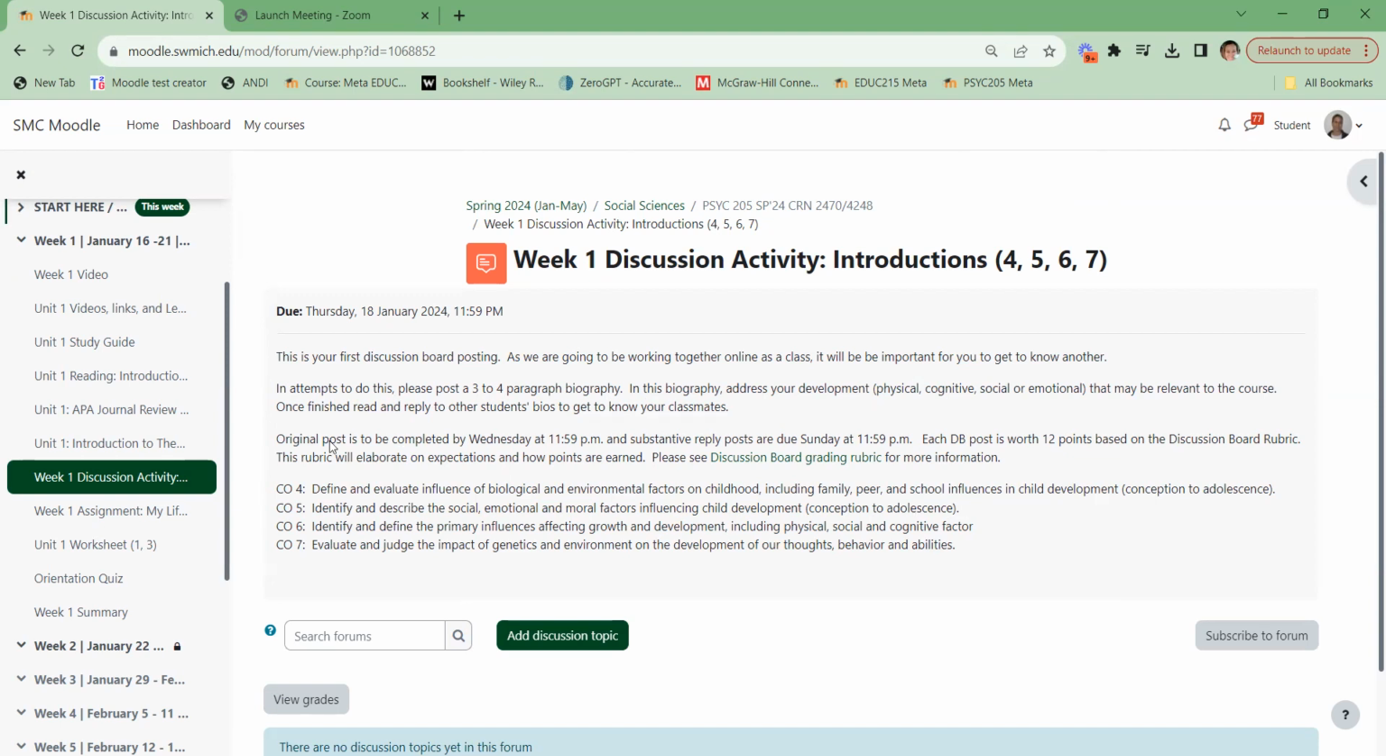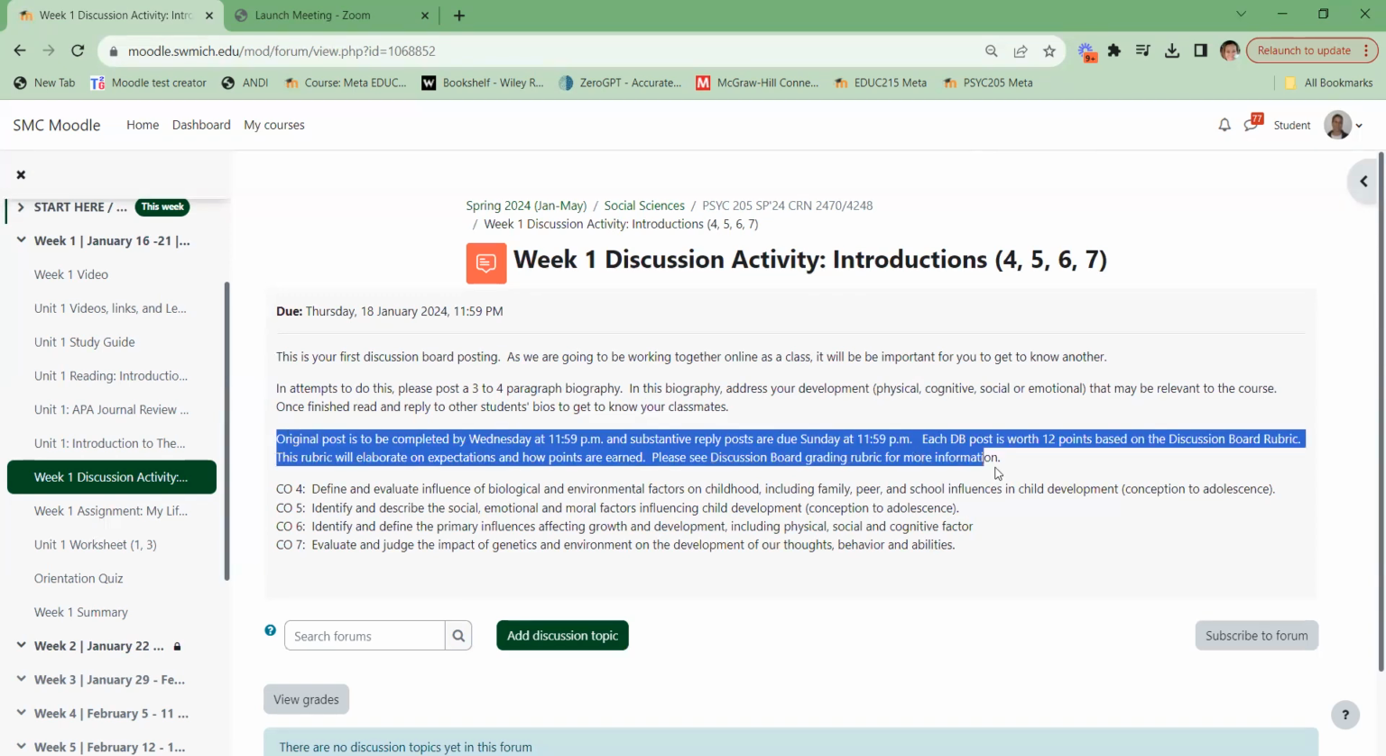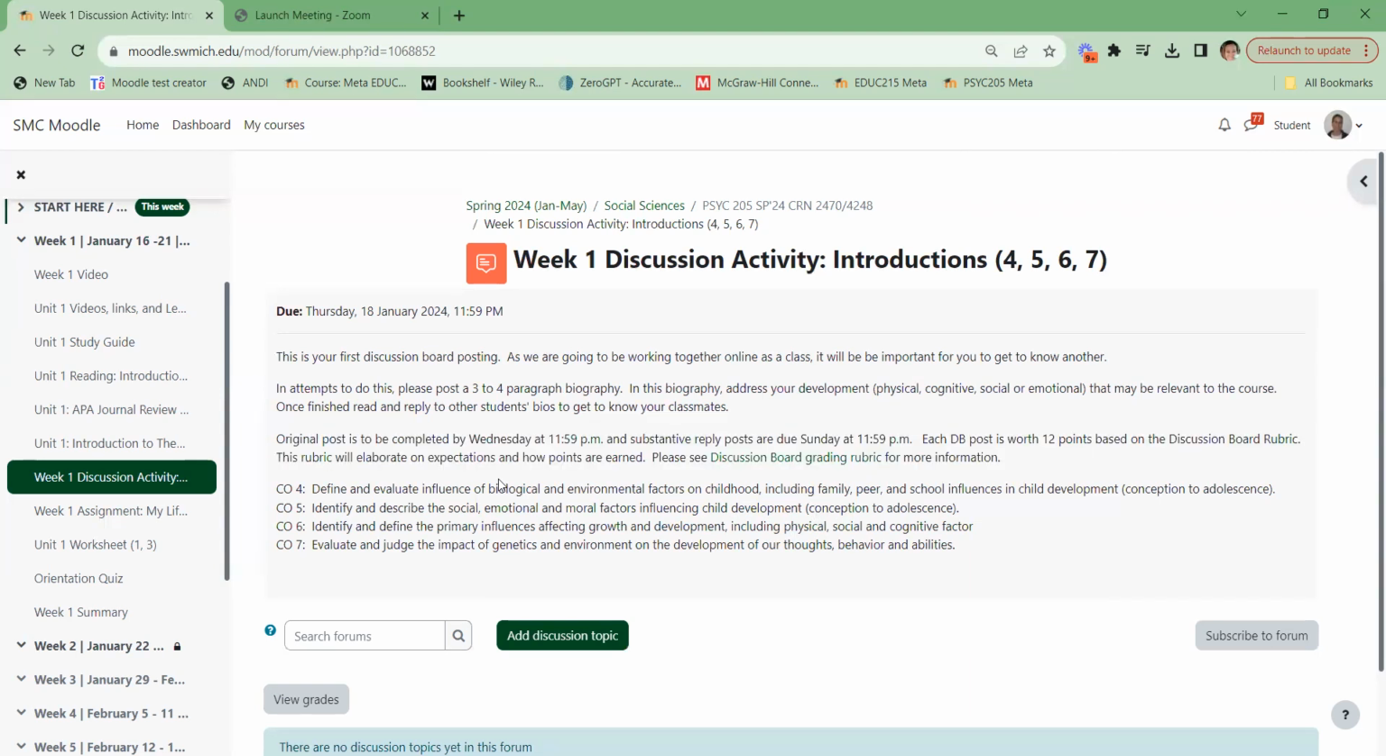community. Now, it is important to note that there is an original post due date and a final due date. The original post is going to be due Wednesday at 11:59. This gives your classmates an opportunity to reply to your post because, as you can see, 2 reply posts are required by Sunday at 11:59. Each discussion board is worth 12 points, and I will be utilizing the rubric in the course Start Here menu. That is the discussion rubric grading. So if you have any questions, please check that out.